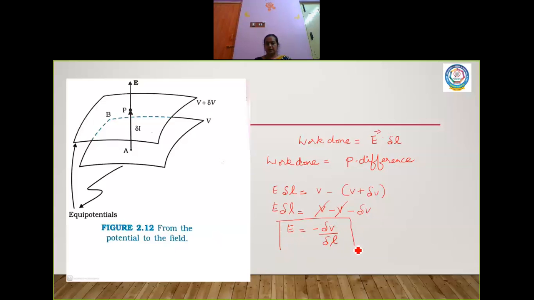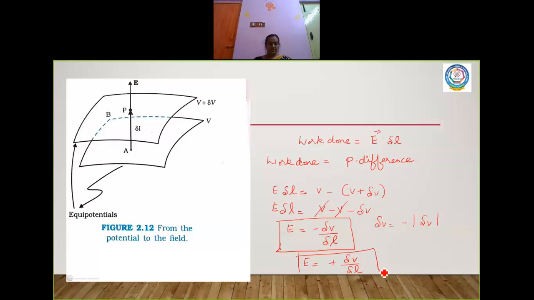Very small relation, derivation part of it, but this is considered to be very important. E is equal to minus dou V by dou L. Here there is a negative sign. The negative sign indicates that the potential is decreasing with respect to the distance, right? Now here I can also write this equation with the value of del V as the mod of del V. So I can write this equation as E is equal to plus dou V by dou L according to this value.